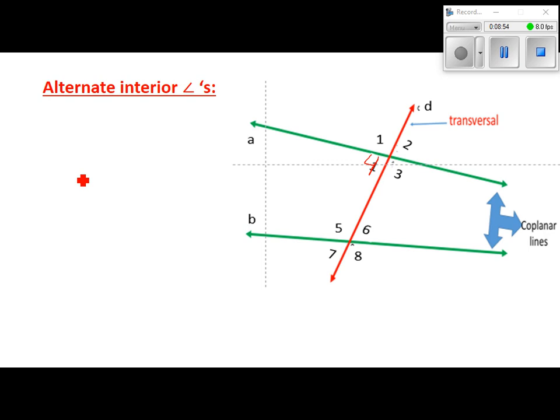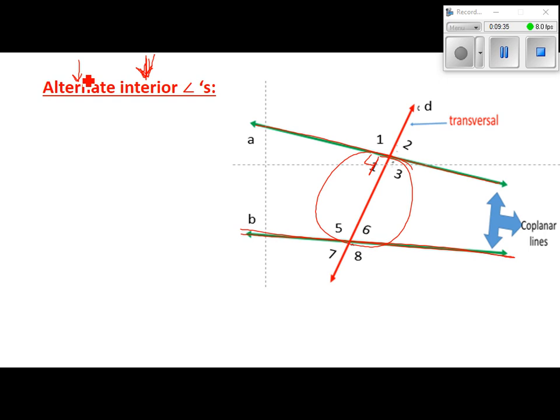Next special pair, alternate interior. And these first 2 are probably the 2 most important ones, the ones that we use the most. Alternate interior angles are exactly what it sounds like. If you're looking at this picture and you have your 2 coplanar lines, and here in a few minutes they're going to be parallel to each other, the interior part, so if we're dealing with interior angles, those are the ones on the insides of the line. So that would be angle 3, angle 4, angle 5, and angle 6. Alternate means they sort of go opposite sides of each other.